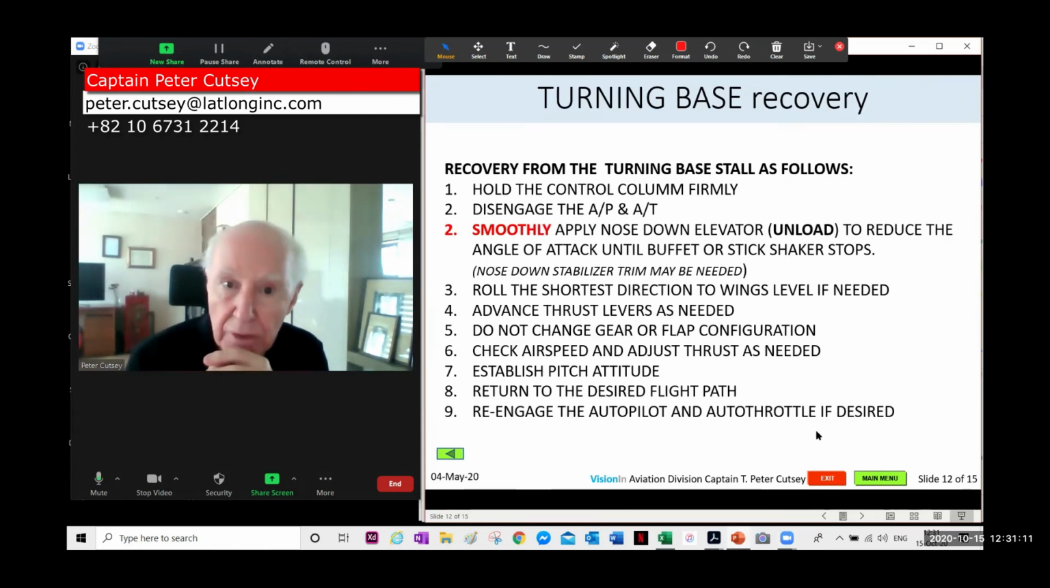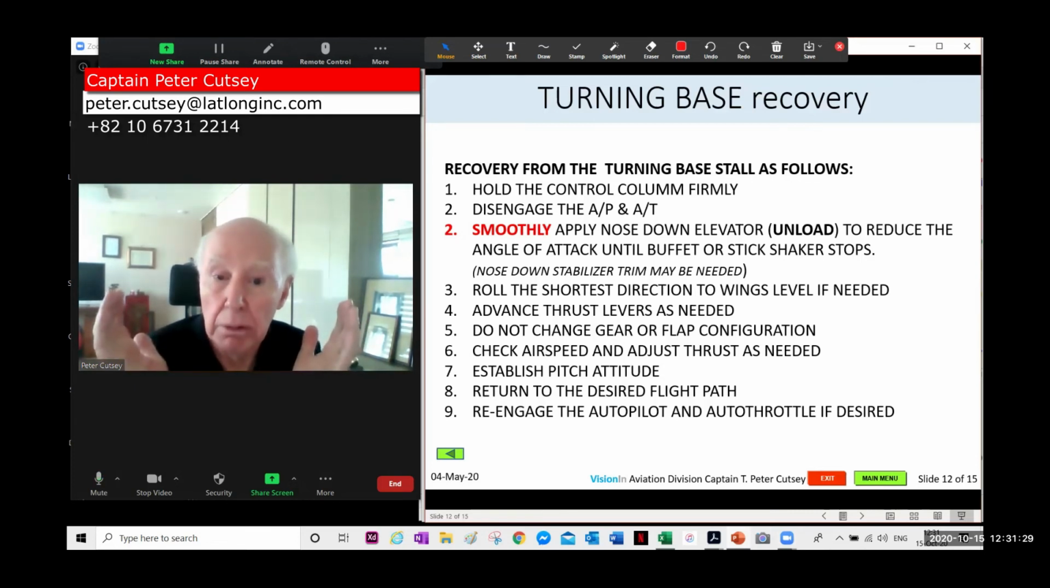So here's the recovery, the same as before. Hold the control column firmly, disengage the autopilot and auto throttle simultaneously, smoothly apply nose down elevator, that is unload to reduce the angle of attack until buffet or stick shaker stops. At that point, the airplane's flyable. Now you can roll the shortest direction to wings level if needed. And remember, don't try to maintain your altitude. Just get the airplane flying. Once it's flying, you can regain your altitude.